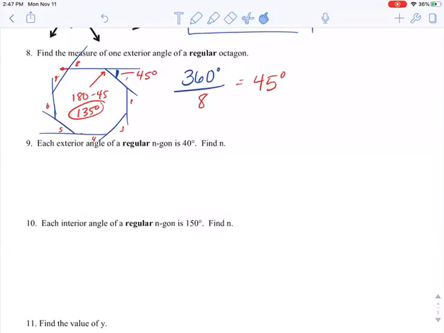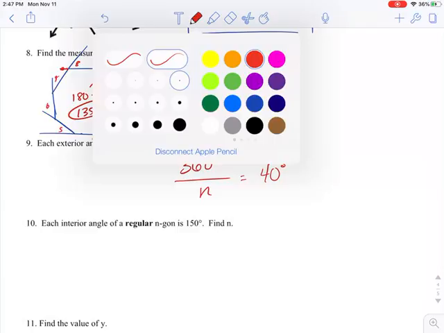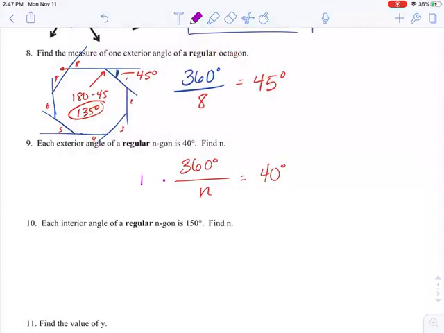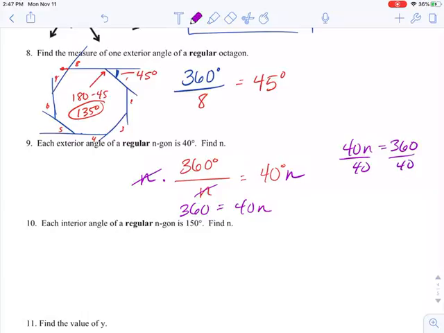Let's try another one. Each exterior angle of a regular n-gon is 40. Find n. Well, we can see what we did up above was we took 360 divided by the number of sides, and we got the measure of one angle. So now I'm going to solve this. I'm going to use the skills that we used back in the trigonometry chapter. I'm going to multiply both sides by n, and it cancels. I'm going to get 360 equals 40n. And I'm going to divide both sides by 40, and I get that n is 9. So it's a 9-sided figure.